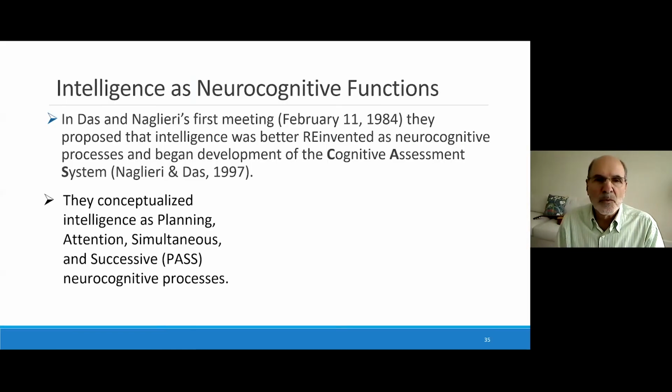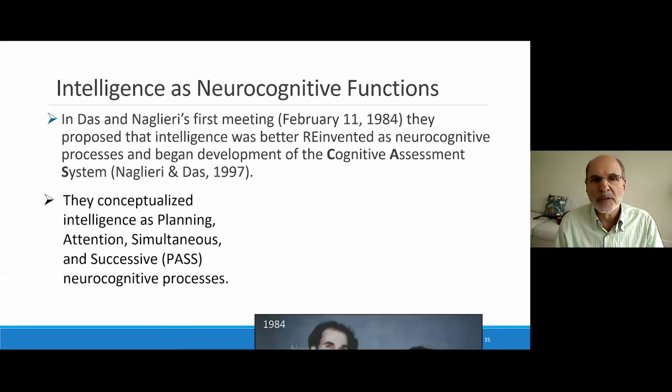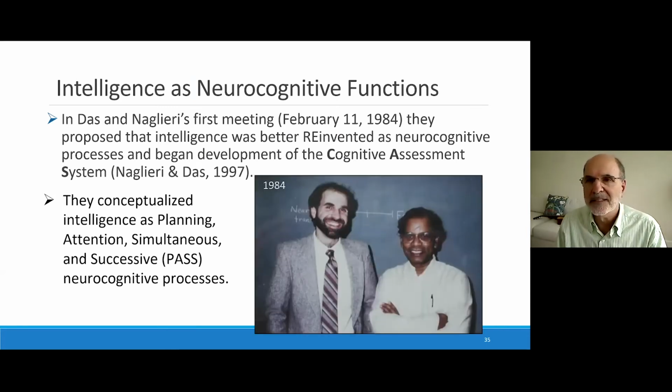So PASS theory, I first started working with J.P. Das in 1984. Here's a picture from our first meeting, first time we got together to start to talk about how we would measure intelligence. We knew what we wanted to do. We wanted to start with a theory, which we had, PASS, that was our theory. That's not what Wechsler did.